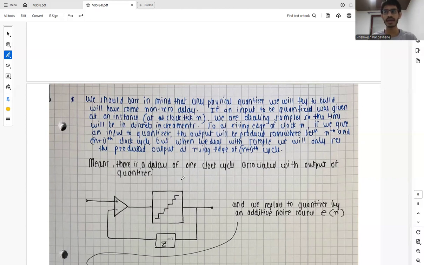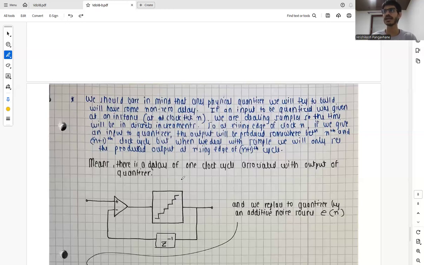let's say at a clock tick n. So if we have an input at a clock tick of n, we are dealing with samples, right? We are not dealing with a continuous signal. So the time will be in discrete increments. So if at a rising edge of n we give an input to the quantizer, the output will be produced with a delay which is somewhere between the nth and n plus 1th clock cycle.